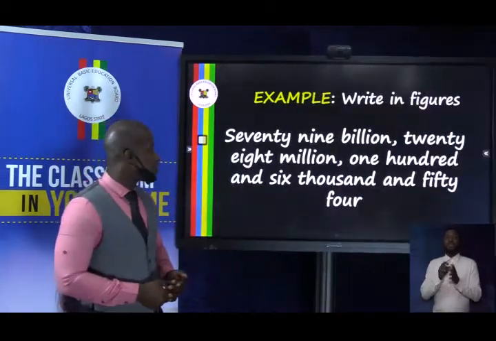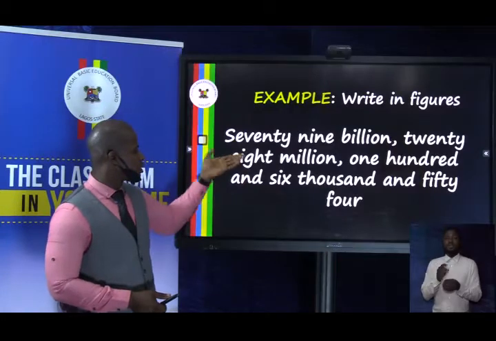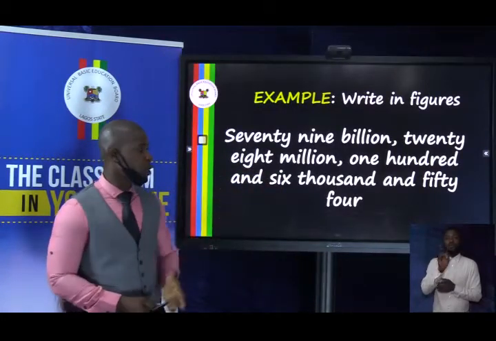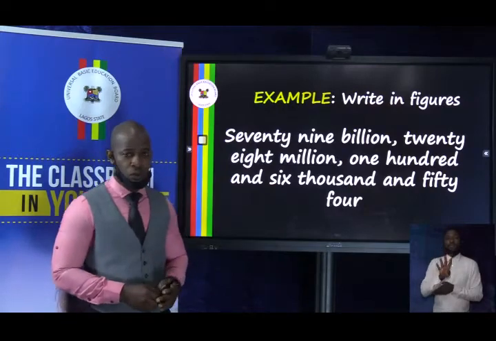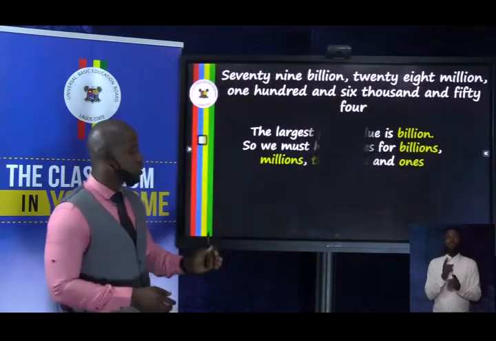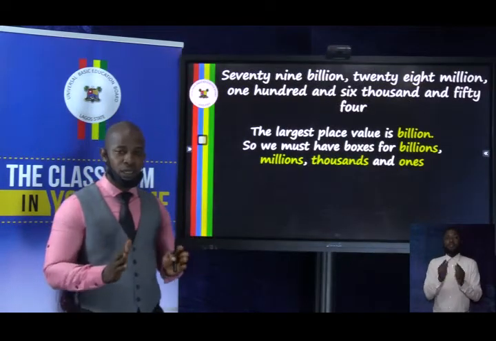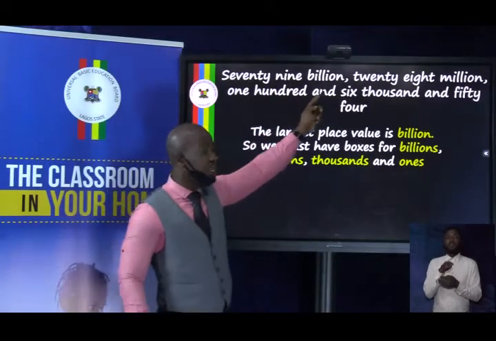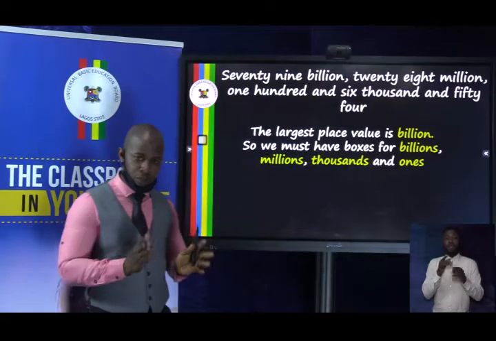Now, this example says we should write in figures 79,028,106,054. So let's just see how this is going to be done. The first thing you want to do is to identify the largest place value. In this case, the largest place value is the billion. So you must build a house for billion.